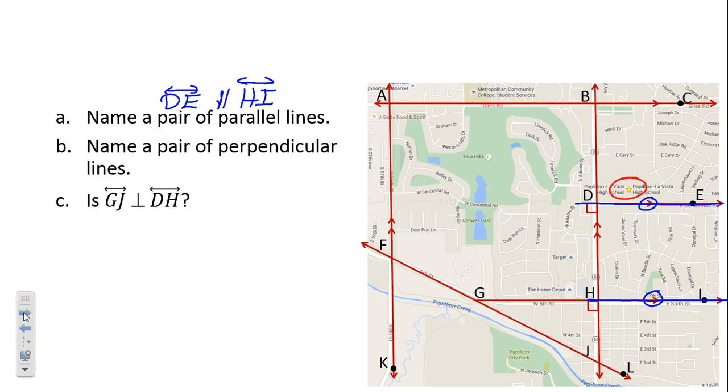So can someone give me another line that is parallel to DE and HI? AJ. BC. This is the symbol for parallel: 2 vertical lines, sometimes they're slanted. Okay, that's our symbol for parallel lines. And could I have also called that line AB instead? Because line AB is coincident to BC. They're the same line. Okay?